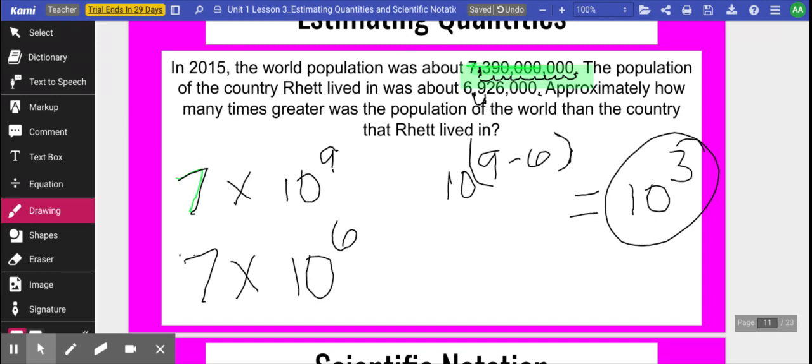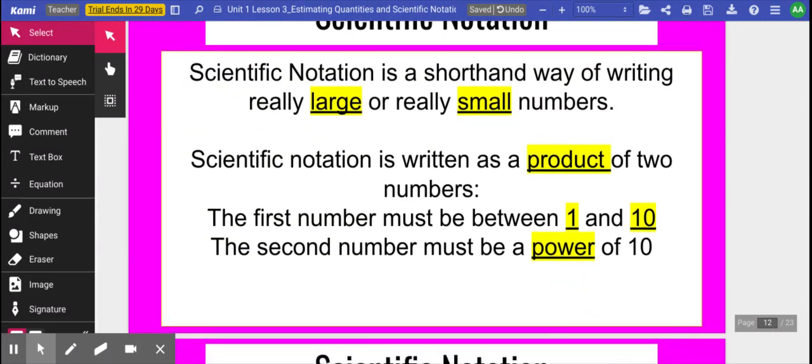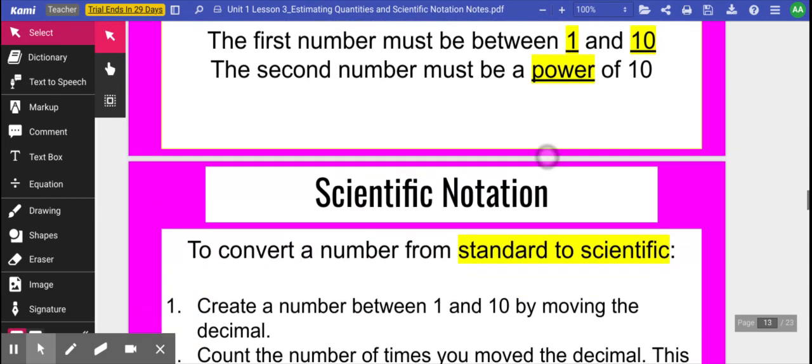All right, let's look at a different one. Let's talk about scientific notation now. Scientific notation is a shorthand way of writing really large or really small numbers. Scientific notation is written as a product of two numbers. The first number must be between 1 and 10, and the second number must be a power of 10.